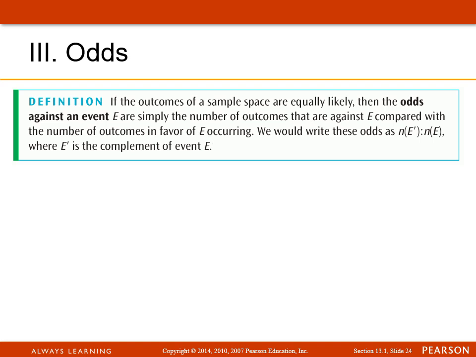Okay, our last section here is on odds. If the outcomes of a sample space are equally likely, then the odds against an event E are simply the number of outcomes that are against E compared with the number of outcomes in favor of E occurring. We would write these odds as, remember that little line means not. Okay, so that's the E to the not is the complement of the event. Okay, so what's the odds of it not happening against the odds of it happening?